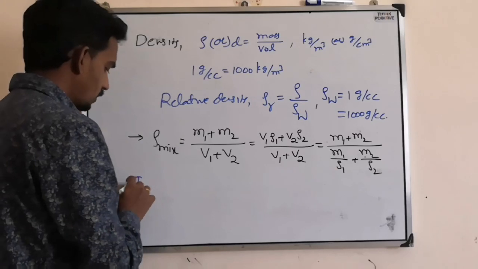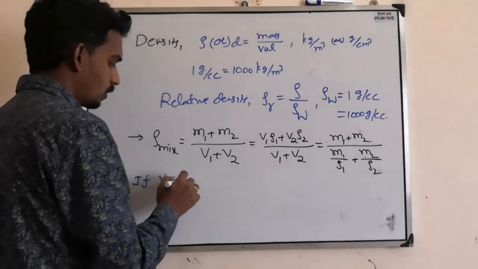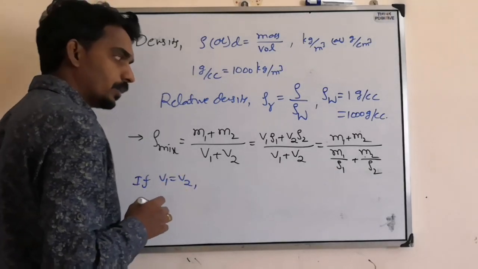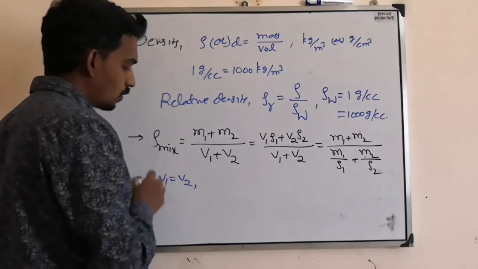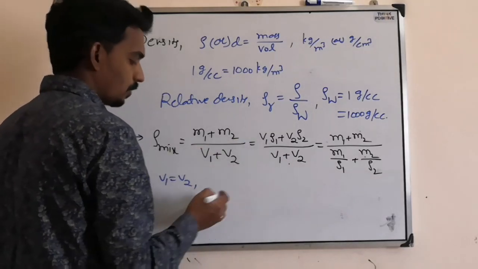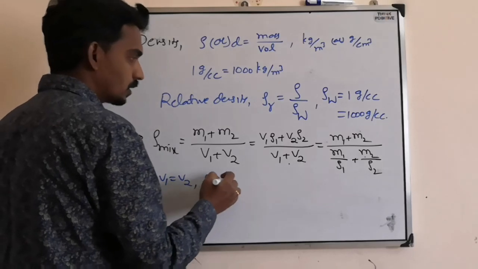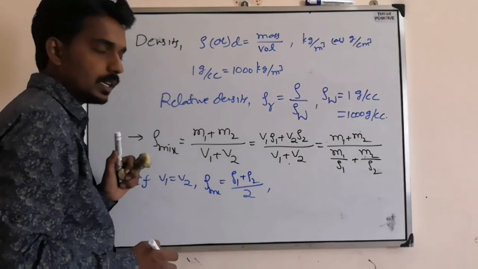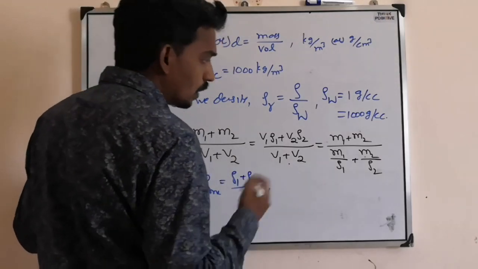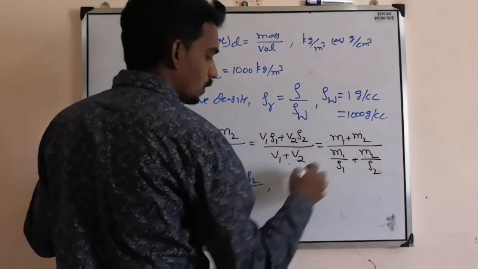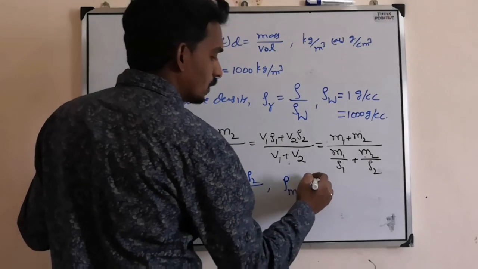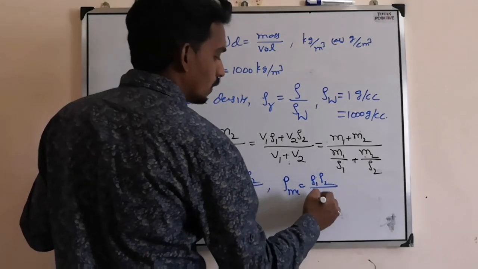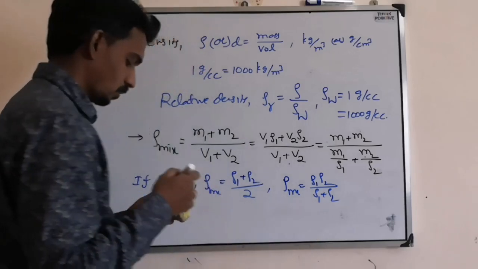Or suppose they have given V1 equal to V2, two different substances of equal volumes mixed, then we will use this formula: rho mixture will be rho 1 plus rho 2 by 2. Similarly, when two equal masses are given, we will use this formula: rho mixture will become 2 rho 1 rho 2 by rho 1 plus rho 2.